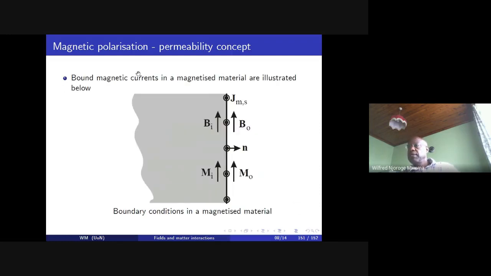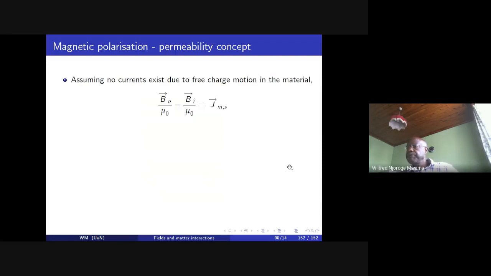So suppose we look at a magnetic material which has that kind of value. That is, we have the flux density outside the material, flux density inside the material, and magnetization inside the material and outside the material. And we therefore have a surface current density JMS around the surface.